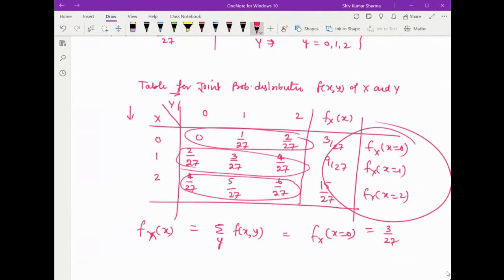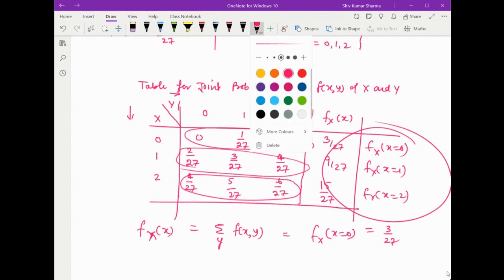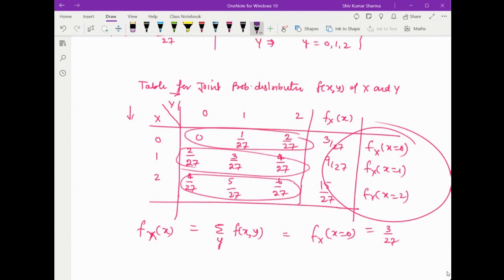And correspondingly, we also calculate the marginal distribution of y. So you can write the sum: here it is 6 upon 27. This is 1, 3, 4, 5, which is 9 upon 27. This is 2, 4, 6, which is 12 upon 27. So this is the marginal distribution of y, and this is the answer for it. Okay, got it?